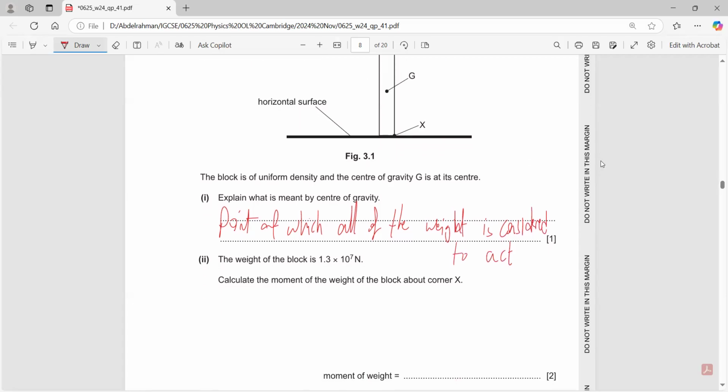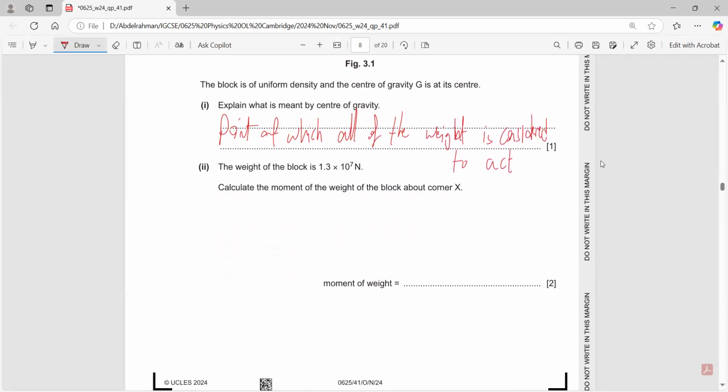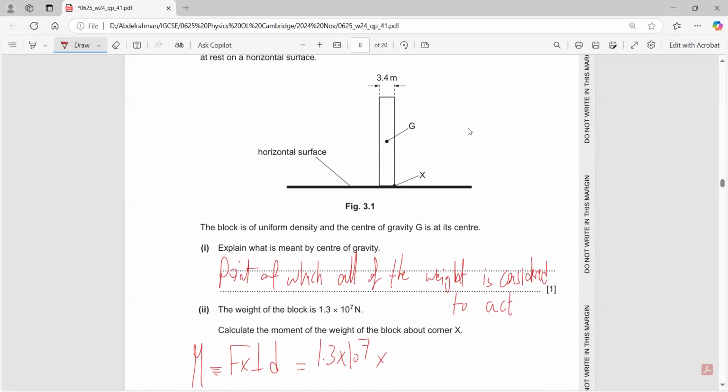The weight of the block is 1.3 times 10 to the power of 7 newtons. Calculate the moment of the weight about corner x. Moment equals force times perpendicular distance. Moment of the weight. So basically you want the weight, which is 1.3 times 10 to the power of 7, times perpendicular distance to the pivot. Perpendicular distance between the center of gravity and the pivot. Is it 3.4? No, it's not. It is not 3.4.